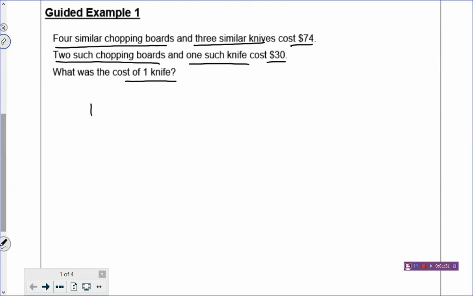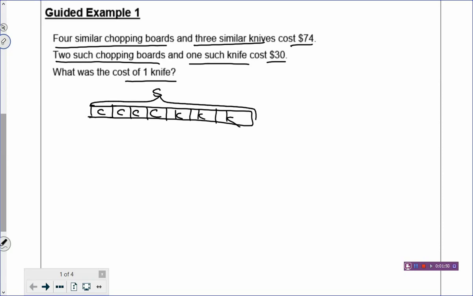Now, you draw a model to represent the 4 chopping boards and 3 knives. So you can cut into 4 boxes, and you can label chopping boards. Alright, so let's call C for chopping boards, and knives, 3 knives. So how much is 4 chopping boards and 3 knives? That will be $74. Alright, that's how you draw out the first sentence.